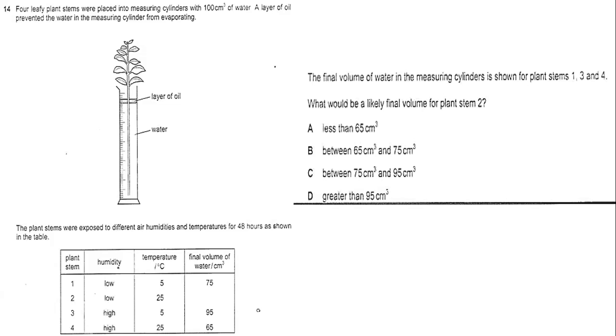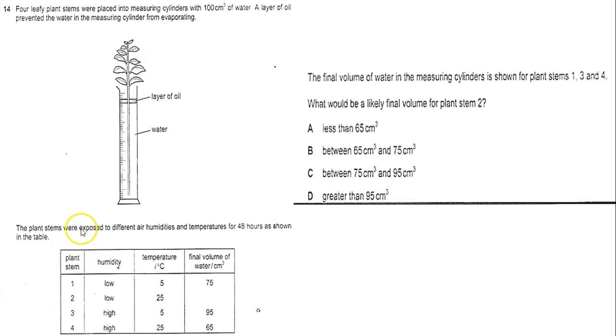4 leafy plant stems were placed into measuring cylinders with 100 centimeters square of water. A layer of oil prevented the water in the measuring cylinder from evaporating. So here we go. This is the stem, one of the stems, and here is the oil. Why is that? To make it a fair test, to prevent any other evaporation from the sides of the plant, to make sure that the evaporation is only happening through the leaves, which is transpiration.